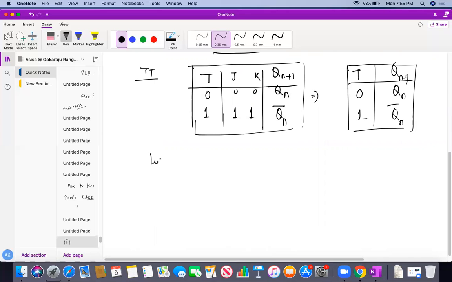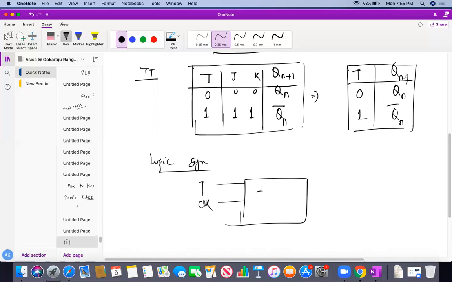So how will my logic symbol be? Basically the logic symbol will be just like this. This is my T flip-flop, this is my clock pulse, since it's a flip-flop it has a clock pulse, and this is my Q, and this is my Q bar. So you can say this is the logic symbol of the T flip-flop.